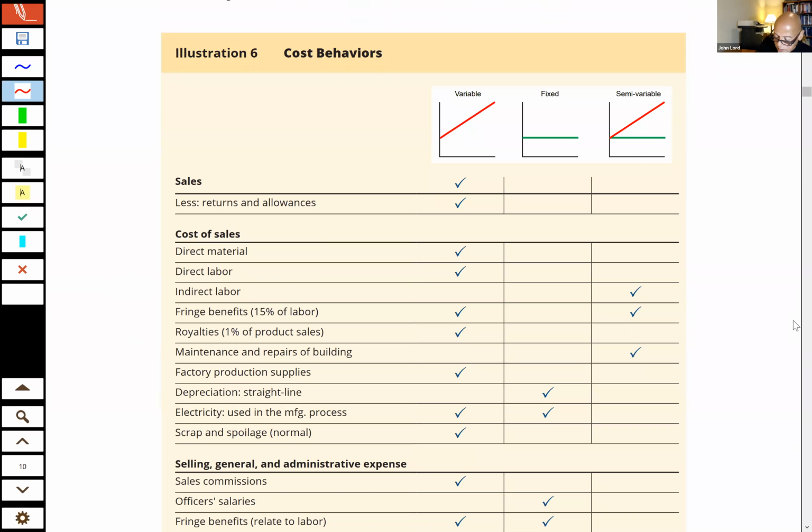Again, they're calling them semi-variable. Let's see if we have any agreement here. Indirect labor, again, I think it's more of a step cost, but okay. Fringe benefits, okay. I think it's also, again, more of a step cost. Maintenance and repairs seem like a step cost to me, okay.